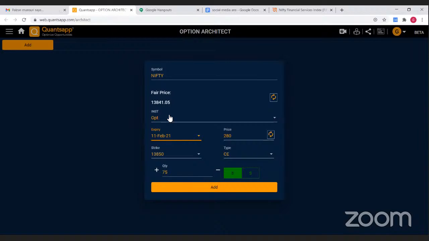You might have noticed one thing: as I change from monthly to weekly expiry, here the future has been replaced by the fair price. So I told you the calculation, why we are doing this: because we don't have the future for the weekly expiry, that's why we are calculating the fair price.